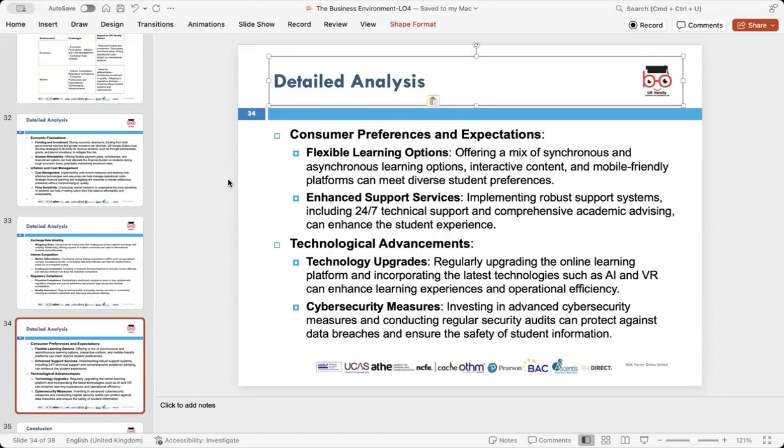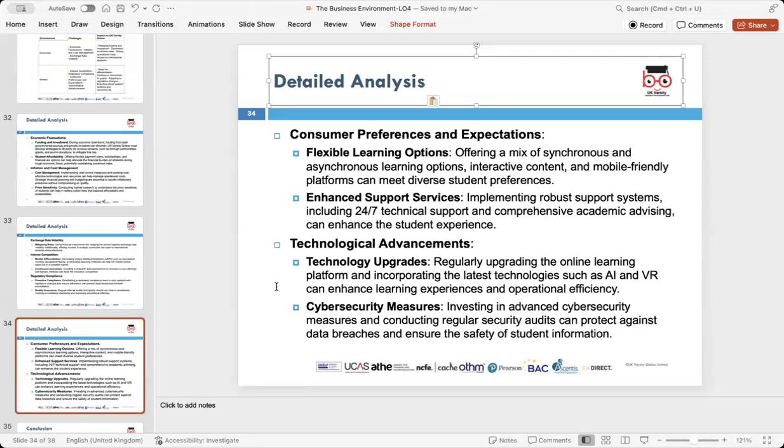Consumer preferences and expectations. Students increasingly demand flexible, engaging, and interactive learning experiences. Offering a mix of synchronous and asynchronous learning options, interactive content, and mobile-friendly platforms can meet diverse student preferences. Implementing robust support systems including 24/7 technical support and comprehensive academic advising enhances the students' experiences.